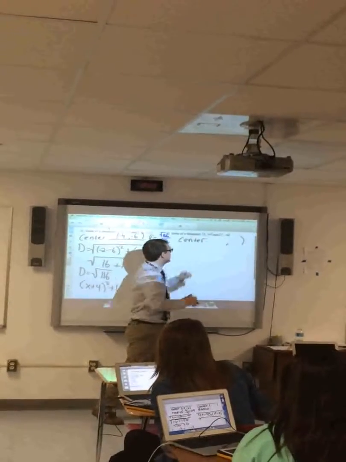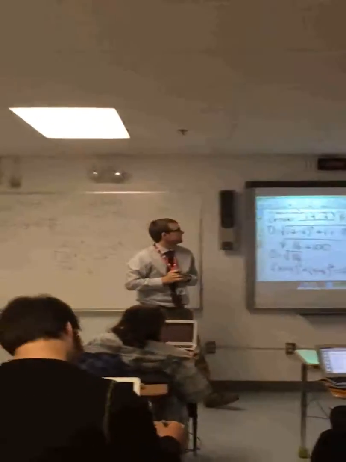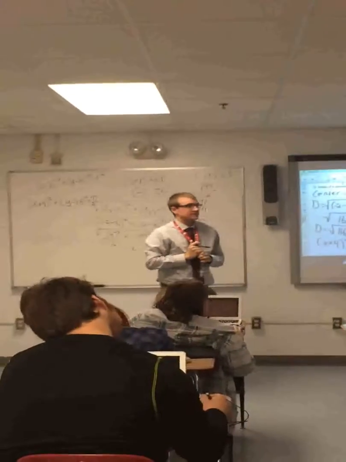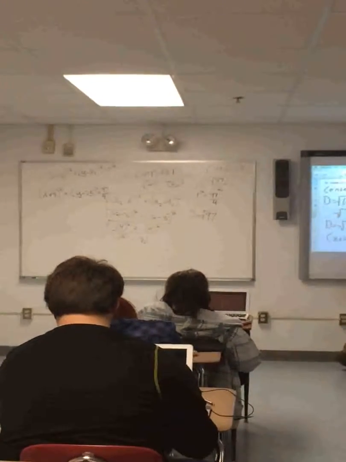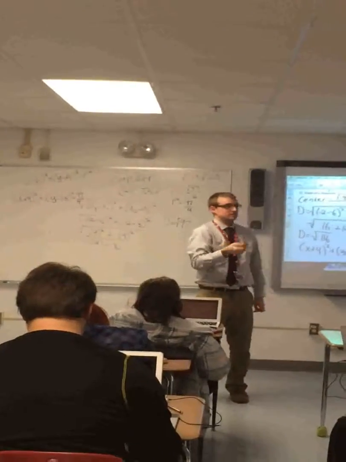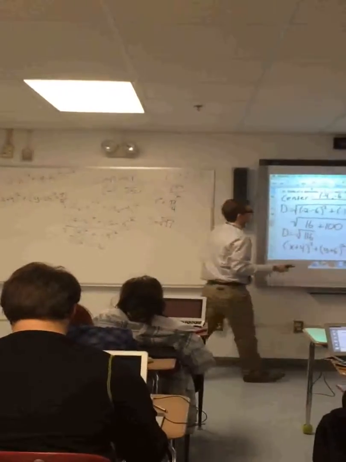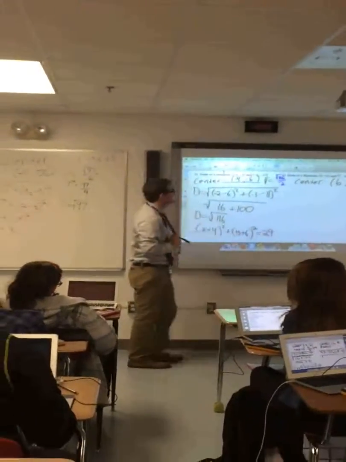We're averaging 5 and 7. That gives 6. And then we need to average 14 and negative 4. That gives 5. All right. So the center is at 6, 5.